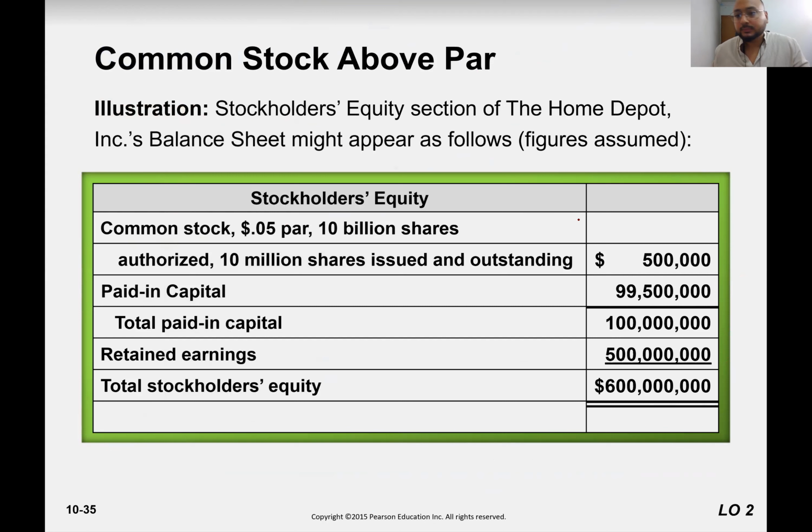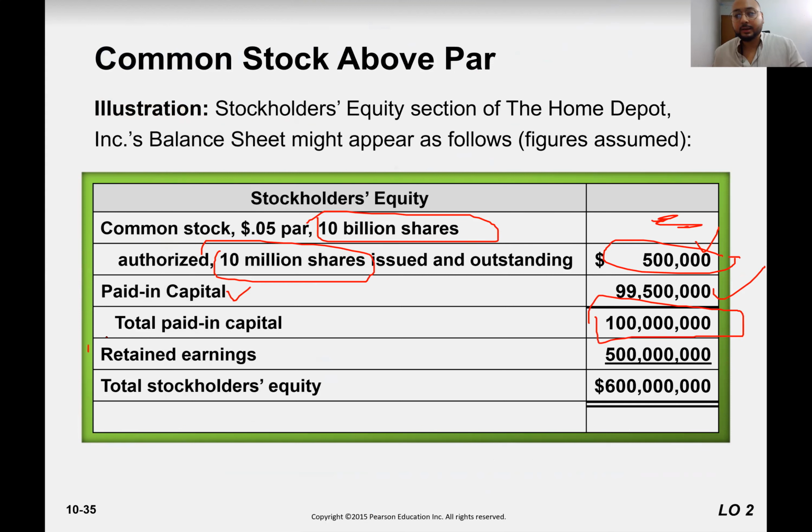So how are we going to represent this in our balance sheet? So here, the company's common stock is 500,000. Remember, we don't write authorized capital here. It is just for information. They are authorized to issue only 10 billion shares. How many have they issued? Only 10 billion shares. The value of the 10 billion shares is 500,000. Paid in capital is this much.